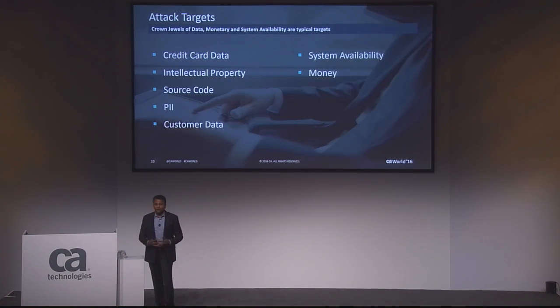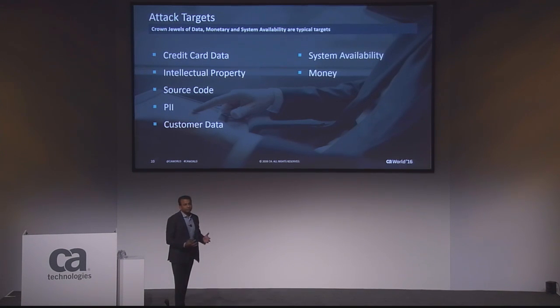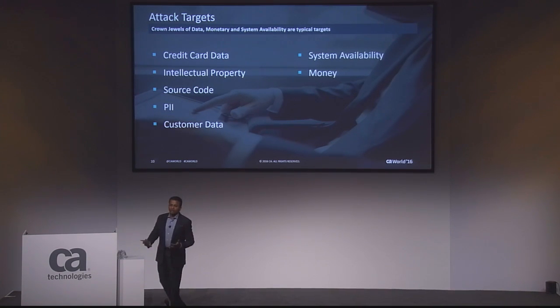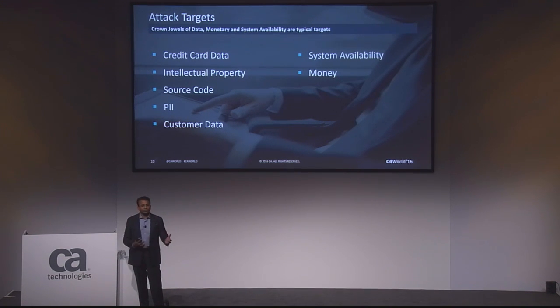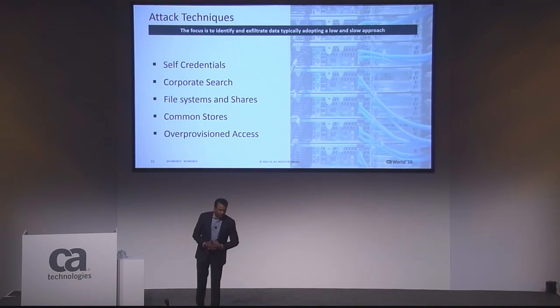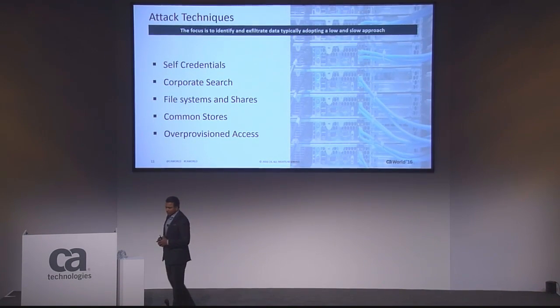System availability, right? System availability and money are two of the other attack targets also. Somebody may want to put in a logic bomb, where after they leave the company, something goes off and the system goes down and nobody knows what has happened, and you have massive outages and issues. And then obviously we spoke about the monetary angle, where somebody is trying to exfiltrate or move funds from one account to another. So what are some of the attack techniques?